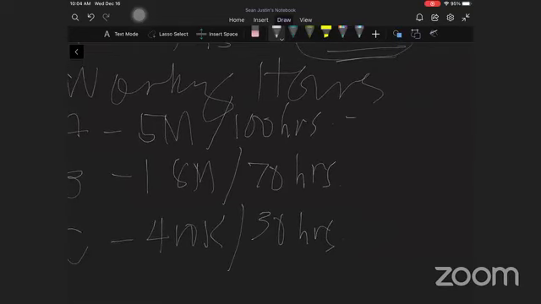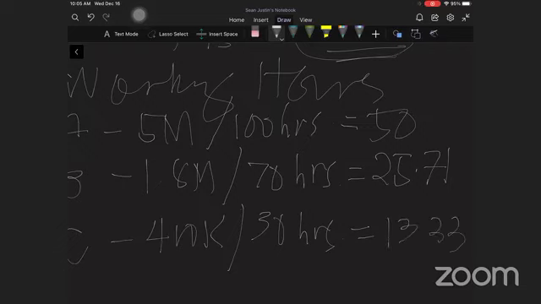Okay, so pila ni per hour? Pila ang per hour ani? 5M divided by 100,000 hours, okay, 50 per hour. So that's 50. Machine B, pila ang machine B? Okay, that's 25.71. And for machine C, okay, 13.33.